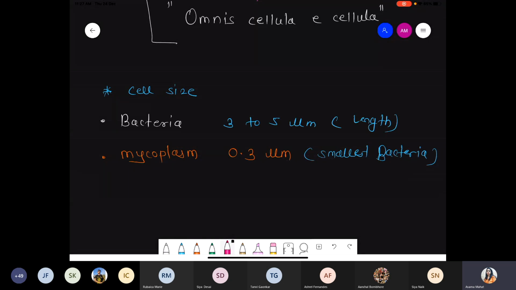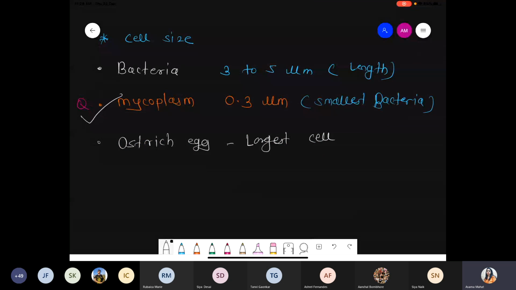So one question, Mycoplasma. Another point: normally we take the largest cell, and you know very well, the ostrich egg is the example of the largest cell. No need to remember sizes, but you have to remember only one size, Mycoplasma, 0.3 micrometre. Forget the rest. Now, the nerve cell, that is the neuron, is the example of the longest cell. Don't get confused: largest means diameter wise, and nerve cells are the longest, meaning length wise.